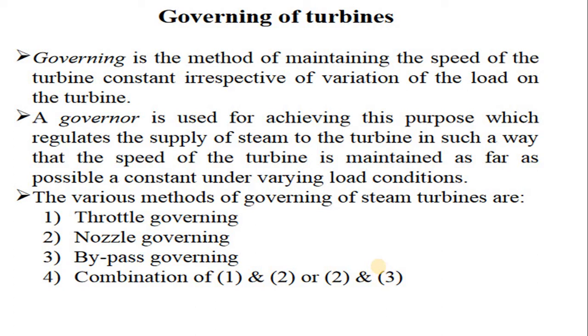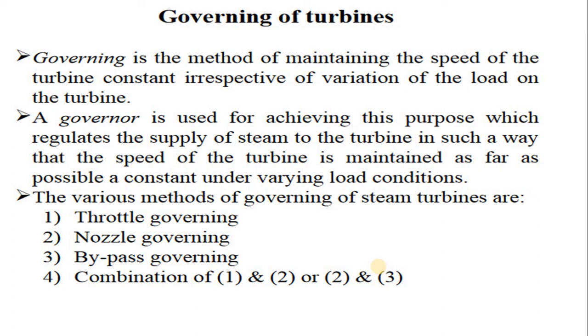So the question arises, what exactly is governing and why is it needed? Governing is the method of maintaining the speed of the turbine constant irrespective of the load condition. So the main function of the governor is to maintain the speed of the turbine constant irrespective of the variation in the load. Governing is implemented in all kinds of turbines. It may be a gas turbine, water turbine, aero turbine, or steam turbine. So everywhere governing is important in order to maintain constant speed irrespective of the load condition.